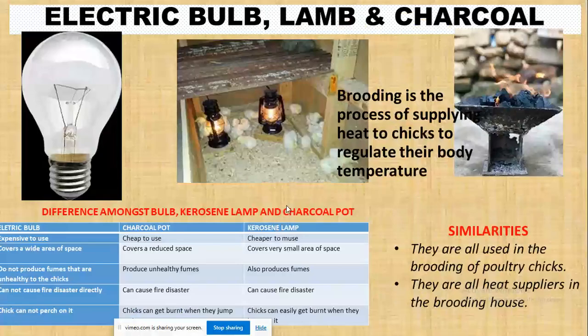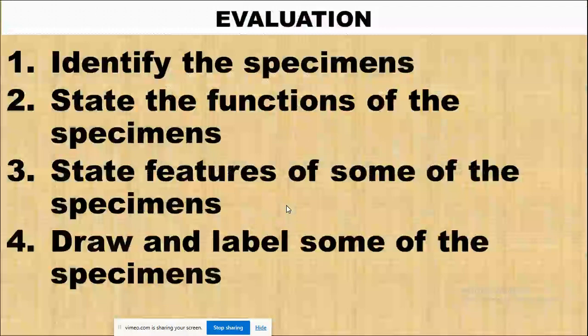Okay, we have an electric bulb and lamp, or kerosene lamp. Then we also have charcoal pots. These are charcoal pots. So we use these three specimens in brooding. Brooding is the process of supplying heat to chicks to regulate their body temperature. Please take note, it's very, very important. We have their differences as you can see on the table, and the similarities. Okay, I hope you get that, students.